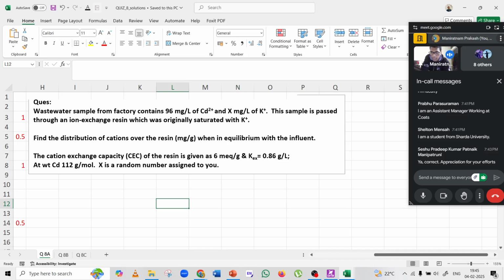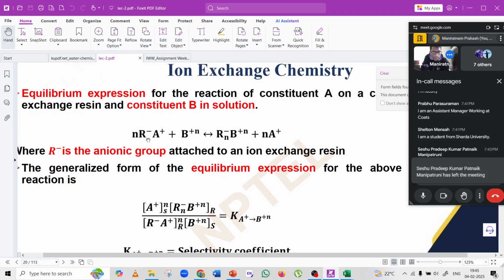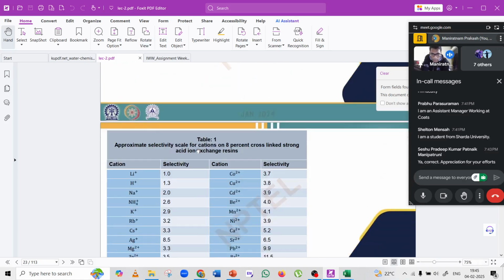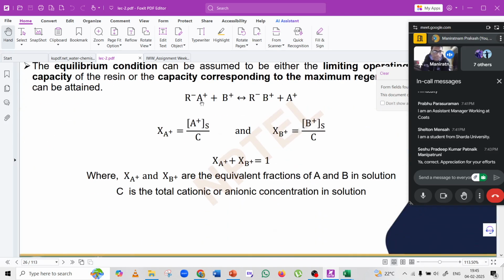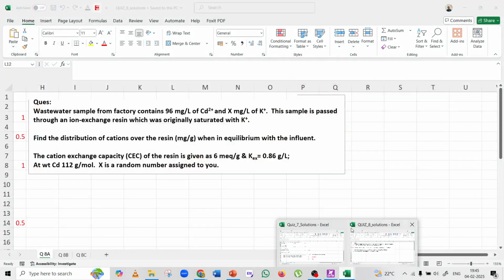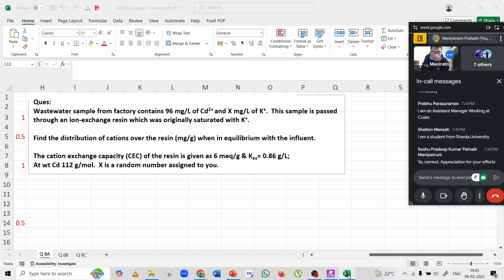The sample is passed through an ion exchange reagent which was originally saturated with K. Now in your system, if we look at this expression, in the reagent we have calcium, potassium. Here it is saying that our system contains a high amount of potassium, and we have to treat cadmium.